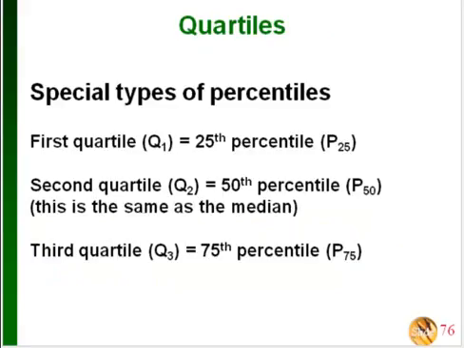Now, quartiles are just special cases of percentiles. The first quartile is the same as the 25th percentile. So that tells you where the lowest 25% of the data is. The second quartile is the 50th percentile. And notice this is really the same as the median. So this divides the data set in half. And the third quartile is the same as the 75th percentile. So this is the dividing line between the bottom 75% and the top 25% of the data.